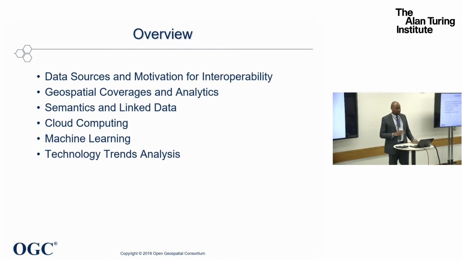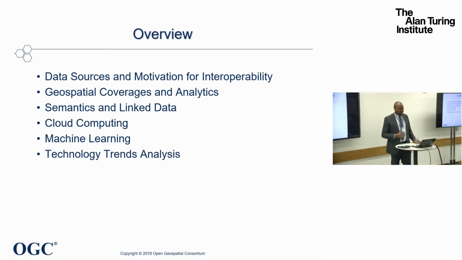I'll then move on to describe the semantic web and linked data, how it's being applied within the geospatial domain, as well as some of the standardization work that's ongoing around the areas of cloud computing, machine learning, and similar areas. And finally, I'll provide a summary of some of the work that we're doing with regard to technology trends analysis and forecasting.